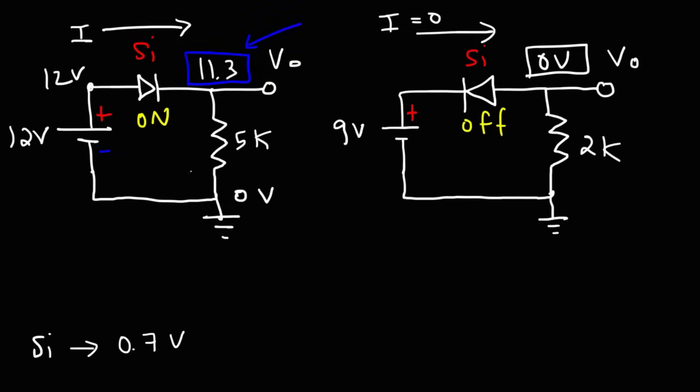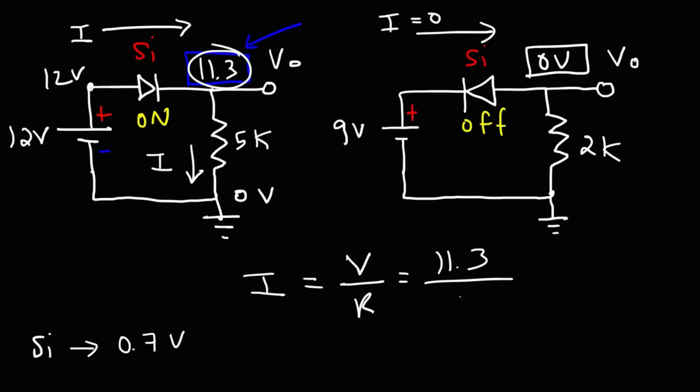The next thing we need to do is calculate the current in the circuit. The current is going to be the voltage across the resistor divided by the resistance. So there's a voltage drop of 11.3 volts across that resistor. The resistance is 5 kilo ohms. So 11.3 divided by 5 is 2.26. So you should get 2.26 milliamps.